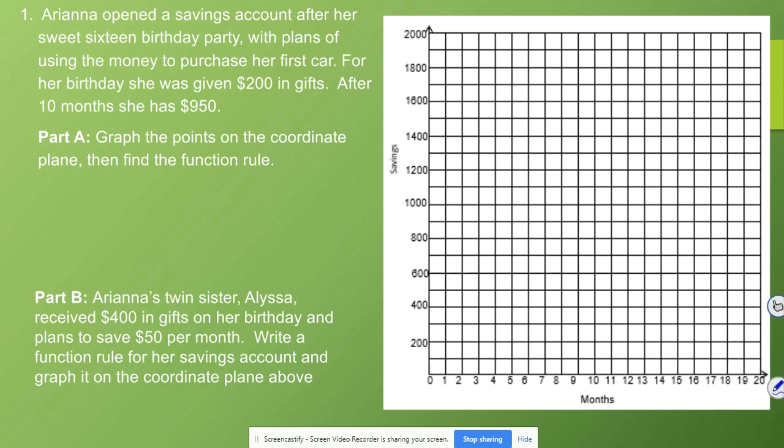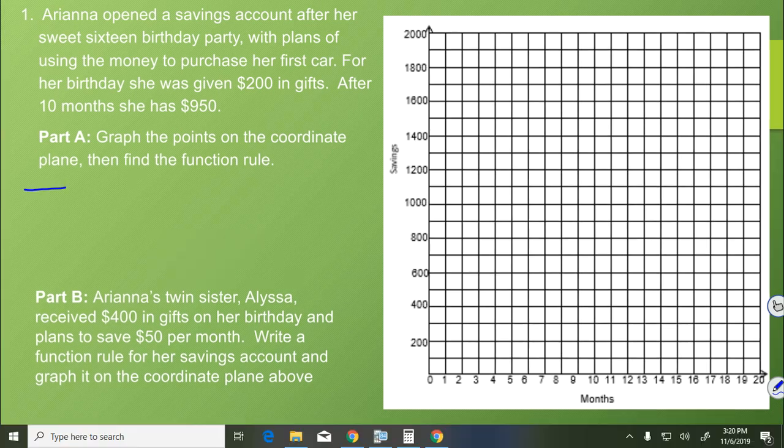All right, so we have two coordinates that we can graph. She was given $200, so that means that's the initial amount, (0, 200). And then she had $950 after 10 months. So (10, 950) is the second point we can graph. Here's your 10 all the way up to 950.